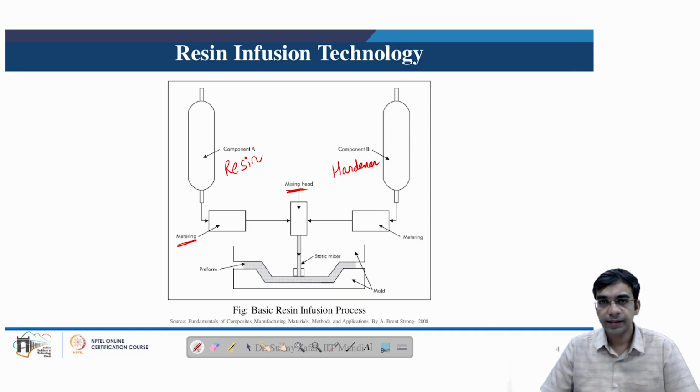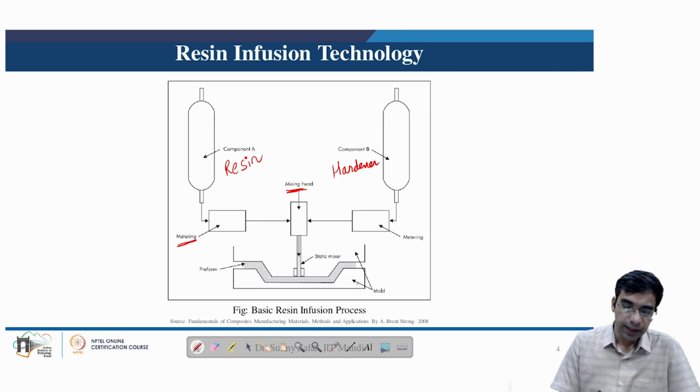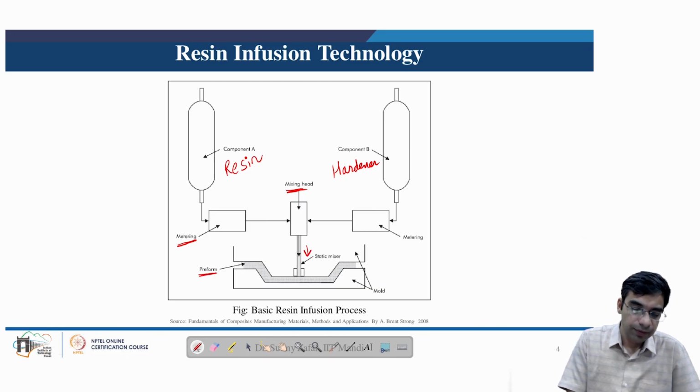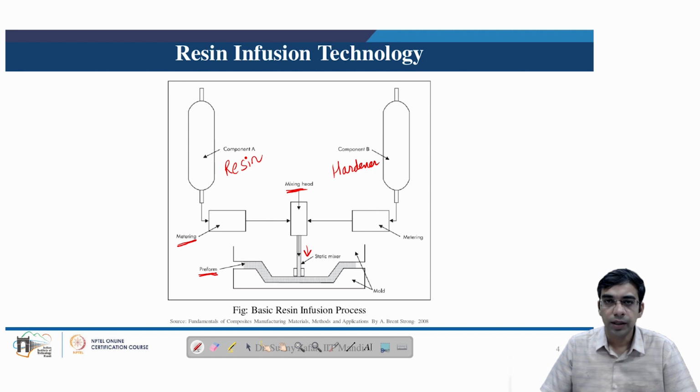Immediately from the mixing head, the mixture of resin and hardener is pumped into the mold cavity. Here we can see it being pumped, and inside the mold, the fiber preform is already pre-placed. At an elevated pressure, once the mixture of resin and hardener is injected into the mold cavity with the preformed fiber, this elevated pressure ensures complete wetting of the fiber preform by the resin hardener mixture.